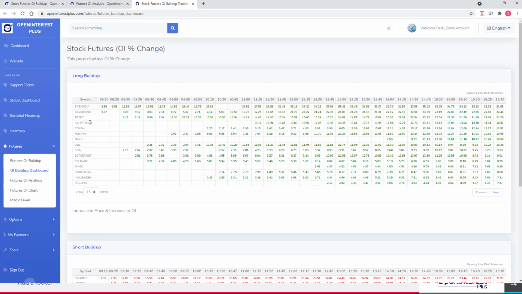What is really happening? How much long build up is being done? What is the volume that is being done? That is the reason we'll have to go to future OI. We will have to make use of future OI analysis. So first let me explain what the future OI analysis option is, and then I will relate this dashboard with future OI analysis to help decode that, right?